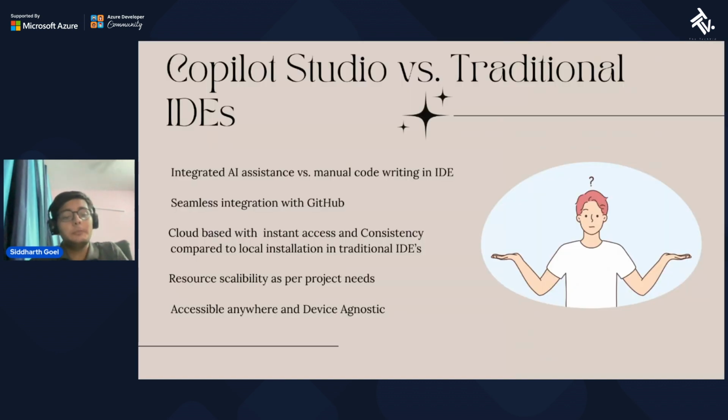Okay, so now let's move to the interesting part: how Copilot Studio behaves as compared to the traditional IDEs which we all are using. Copilot Studio has integrated AI assistants, while you have manual code writing in the traditional IDE. Integrated AI assistants give you a pair programming AI assistant, which can give you real-time feedback and assistance whenever you need. On the other hand, in manual coding editors, you would have to write all the code manually with no assistance from a virtual agent.